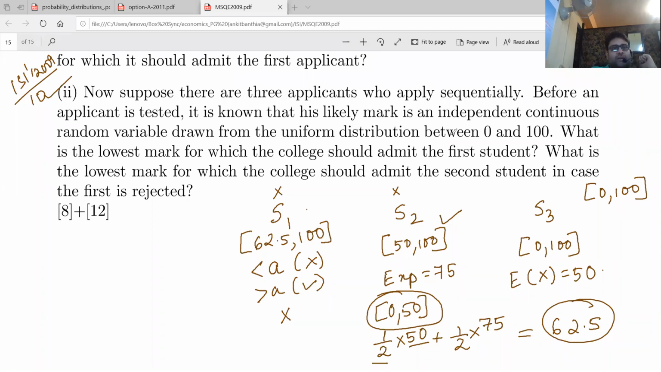So what is the lowest mark for which the college should admit the first student? Answer is 62.5. What is the lowest mark for which the college should admit the second student in case the first is rejected? Answer is the same, 50. In case he rejects the first student, what is the lowest score for the second student? 50. That is similar to the first part. Am I clear? Okay.